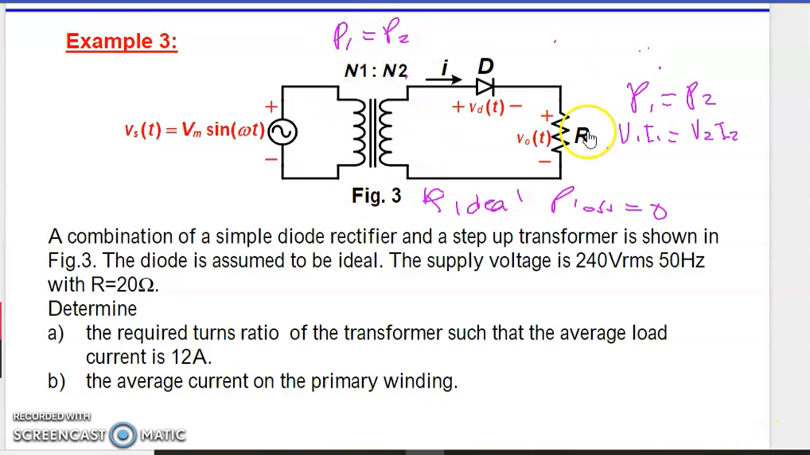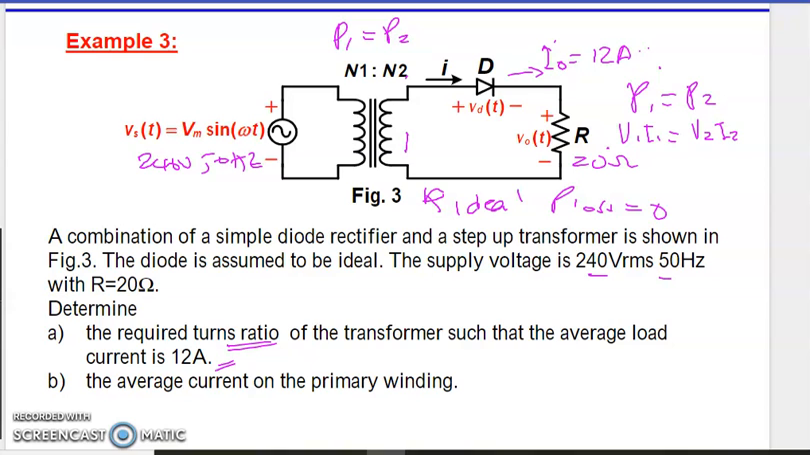So now the question is that we need to know how much. We assume the transformer and the diode are ideal. Supply voltage 240 volt, 50 Hz. R we have 20 ohm. So we write it down in the schematic. How much turn ratio do we need to determine, or set, such that the output current is 12 ampere? I average is equal to 12 ampere.